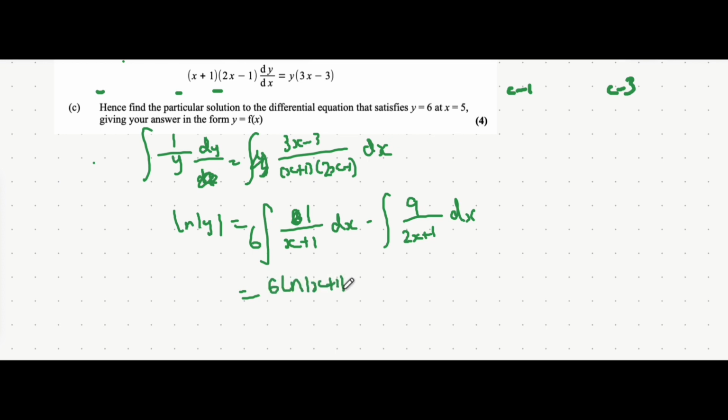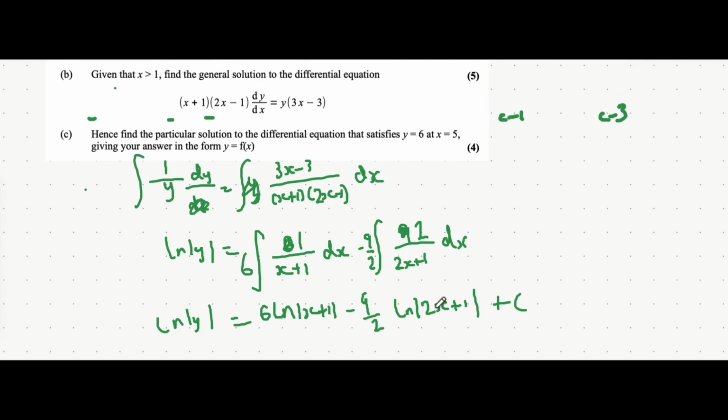Applying that same concept here, we know that 2x plus 1 differentiates to 2. So this numerator would be easier if it was just 2. But then to get from 2 to 9, you have to multiply by 9 over 2. So I'm just going to keep 9 over 2 outside the integral. And then you can say it's minus 9 over 2 lots of ln of the denominator, again, after you integrate. So there's ln of y again on the left hand side. You can say all of that plus c. Perfect.